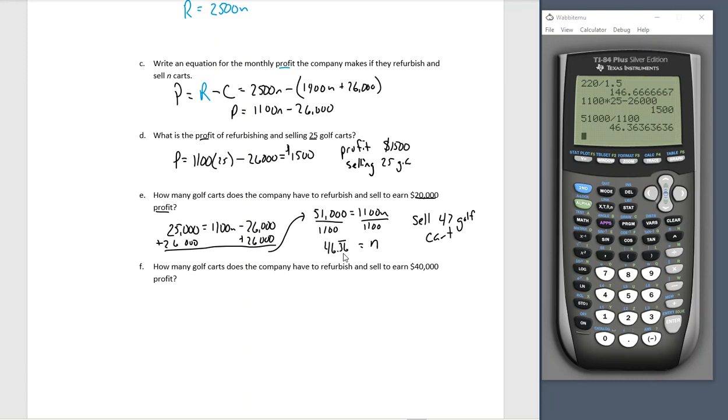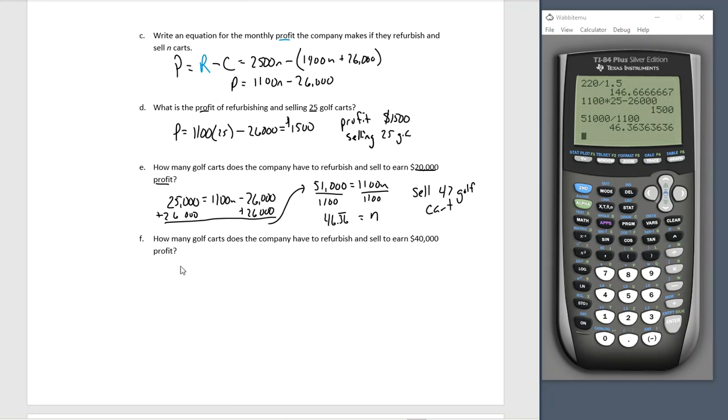Mathematically, if we round it, it rounds to 46. But 46 and a little more than a third will make the profit of 20,000. In order to actually earn that full 20,000, we have to add one. We have to complete that 47th golf cart in order to make that profit. All right, let's keep going here.